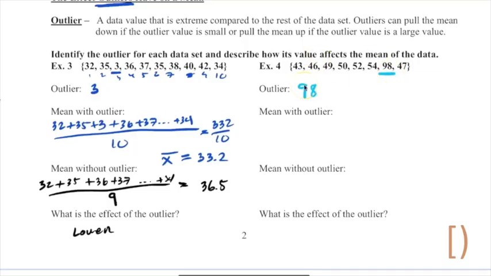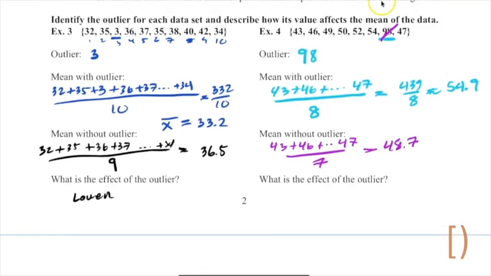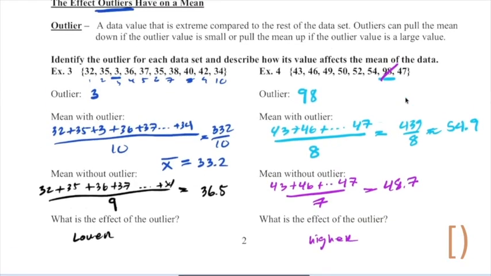If we find the mean with the outlier, so 43 plus 46 plus 47 and so on, all over, in this case, 8 data points, that's going to give us 439 over 8, which is about 54.9. Now, if we take away the outlier, we cross that out, and now we only have 7 data points. In this case, we get 48.7. Since the outlier was higher, it brought the scores up. That's what an outlier can do to a data set, so you want to watch out for them. And that's the lesson.